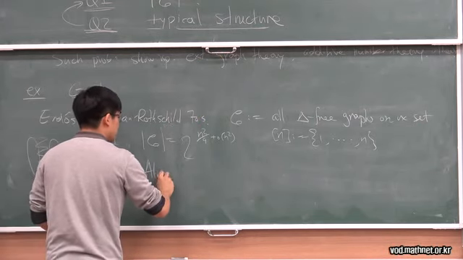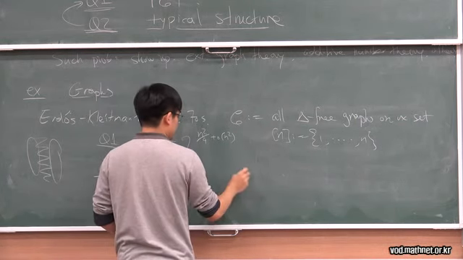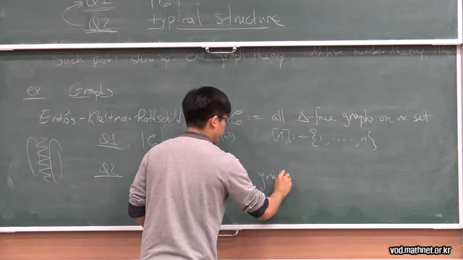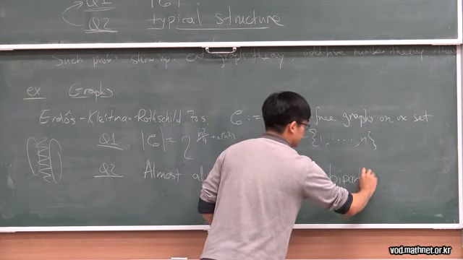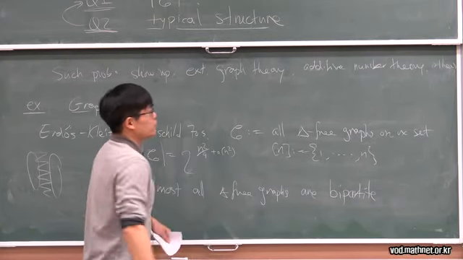For the second question, they actually managed to prove the typical structure. What did they prove? Almost all such graphs are bipartite. Okay, so what do I mean? Not all triangle-free graphs are bipartite.